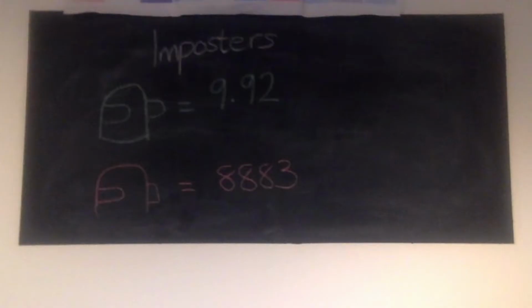So the two imposters there were the green one, which should have been 9.92, and the red one, which should have been 8,883. If you're struggling with the decimals, don't panic because we're still going to be practicing that as I mentioned earlier.